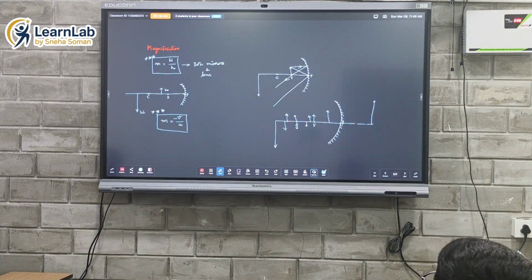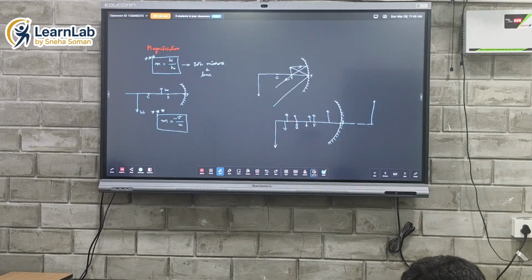Any one example you can draw, otherwise you leave it. Go for the question. CBSE 2025. Right?